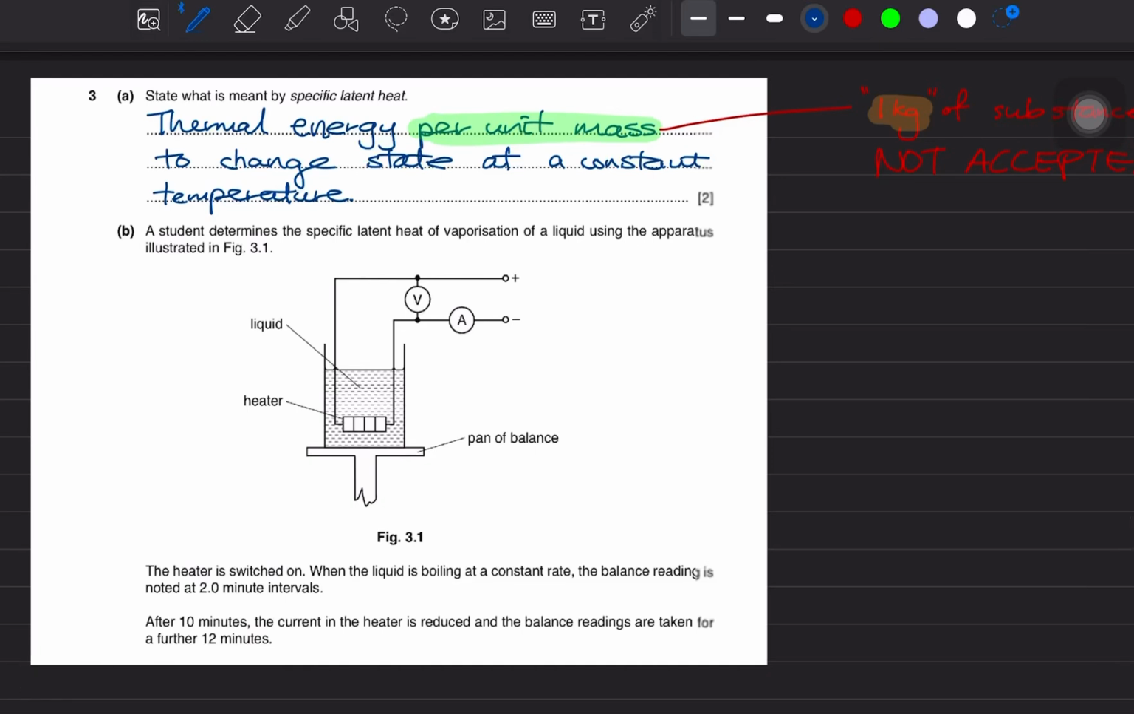Okay, so in this question, I'll be mainly focusing on the second half of the question, but I'll just start from the start. So, state what is meant by specific latent heat. So, this definition, what stood out to me is that instead of writing thermal energy to change state of a kg of a substance at a constant temperature, you have to say thermal energy per unit mass to change state at a constant temperature.